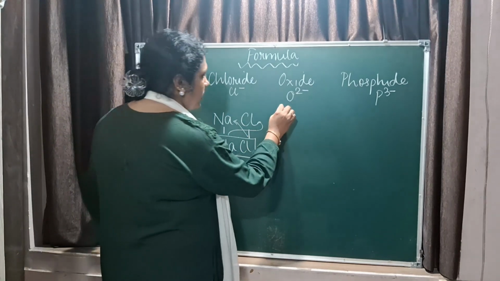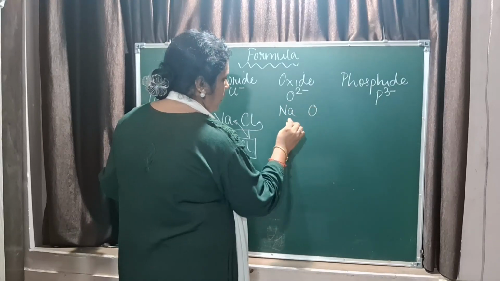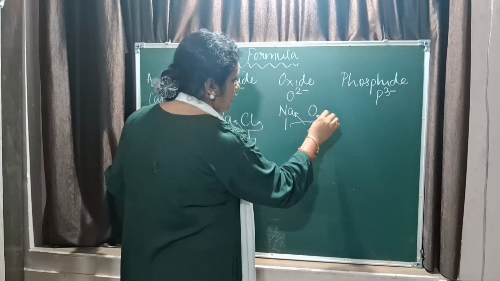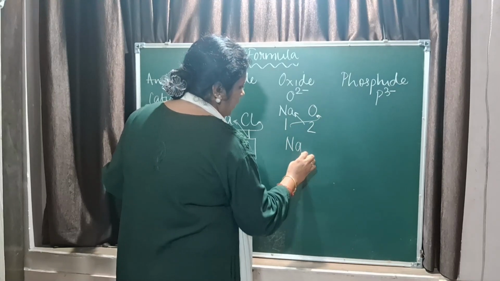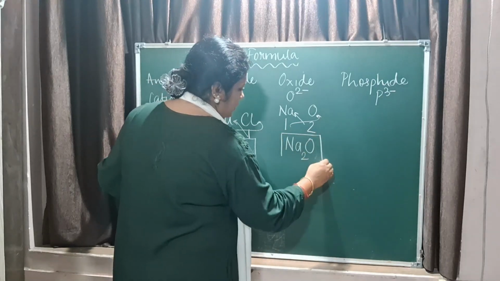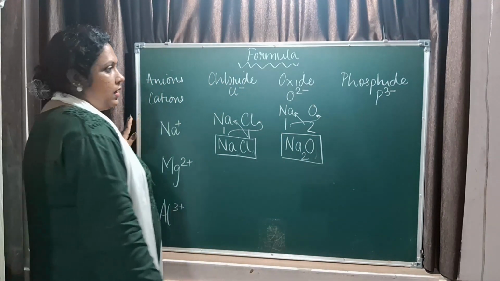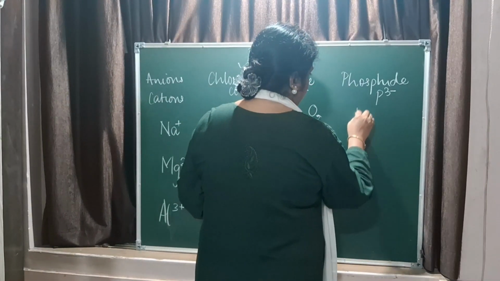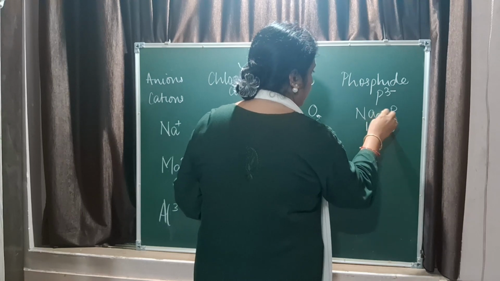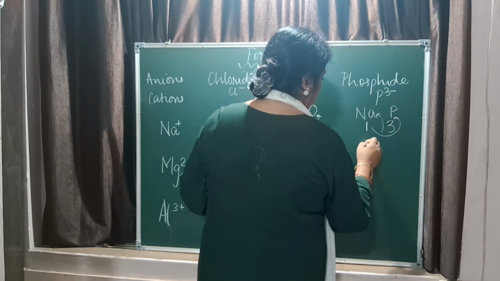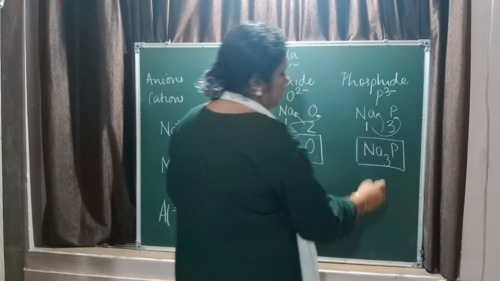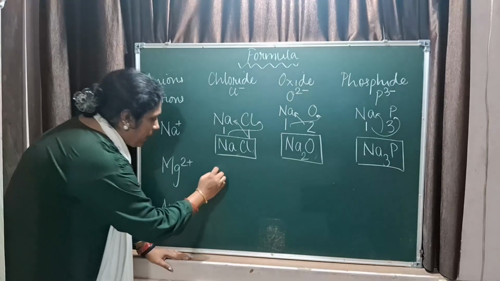Similarly, when you have to write for oxide, Na and O, Na valency 1, oxygen valency 2. So 2 with this and 1 with this. So my formula is Na2O1, 1 we don't write. So my formula is Na2O. Similarly, phosphide, Na and P, Na 1, P 3. So 3 will be written here and 1 will be written here. So the formula becomes Na3P. Understood?